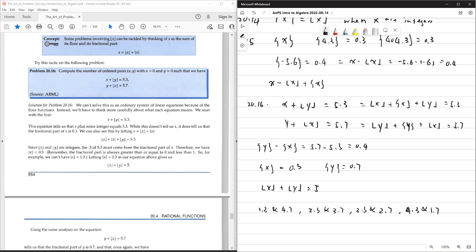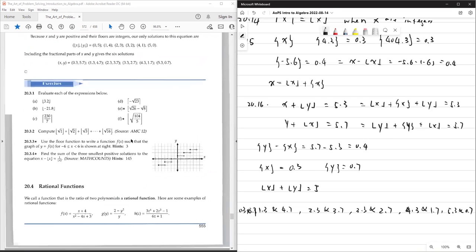Actually, sorry, we have more than 4 pairs. We have 0.3, which is still greater than 0, and 5.7. And on this side we have 5.3 and 0.7. It satisfies that both x and y are greater than 0, and we have 1, 2, 3, 4, 5, 6 pairs of solutions over here.